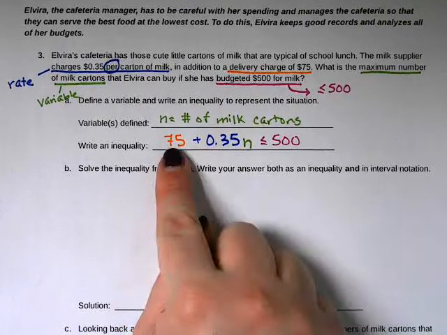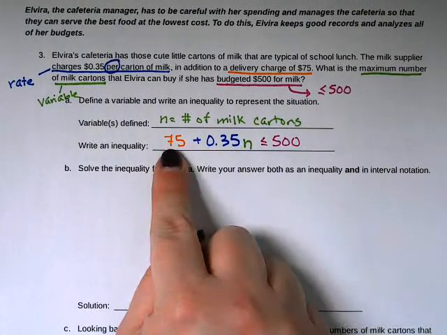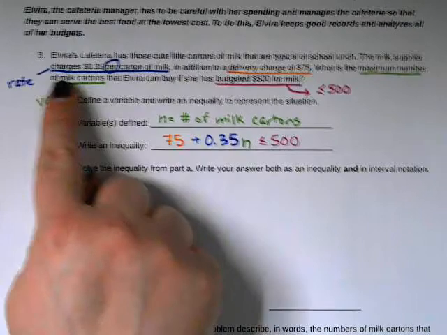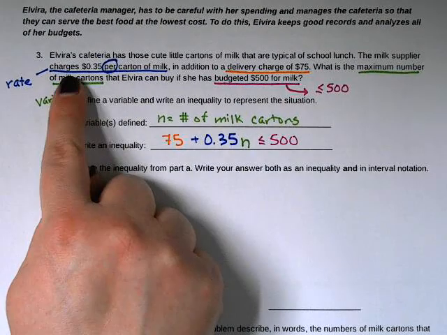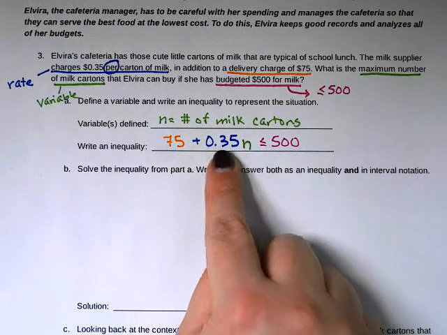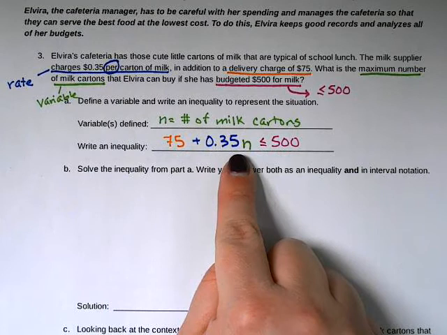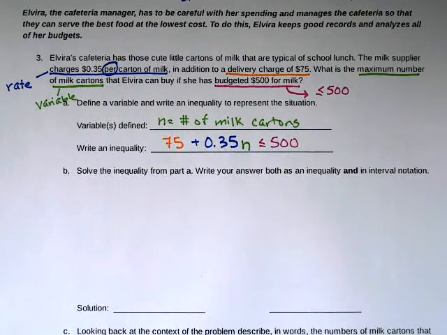Again, this 75 was the one-time delivery charge. The 0.35 is our rate, our amount per milk carton. And n is our number of milk cartons that we order. So now we have to solve the inequality and write the answer as an inequality and using interval notation.